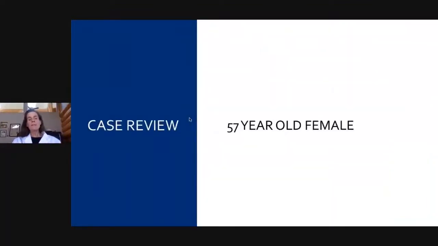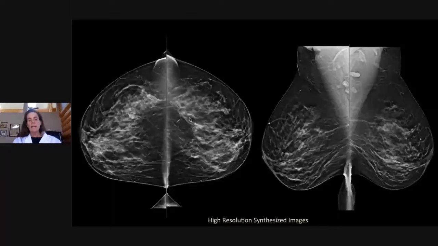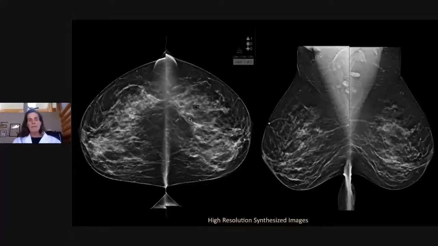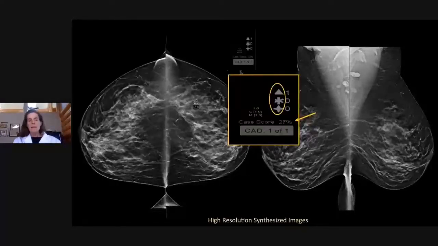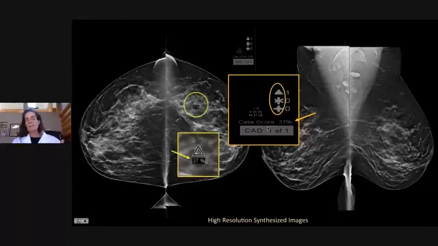So we're going to finish with a couple of cases. The first one is a 57-year-old female, and here is her mammogram. On her mammogram, she has a lesion that is marked, and you can see quickly that there is a K-score given to this patient. So then it is up to you again to really look at it.